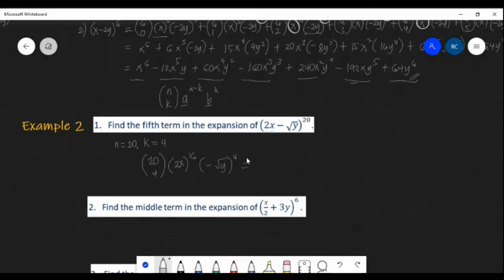Everybody, can you please press on your calculator? 20 combine 4. What's the answer? 4,845. Okay, very good. 4,845. How about 2 raised to 16? 65,536. Okay, very good. 65,536 and then x raised to 16. Don't forget yung variable ha.